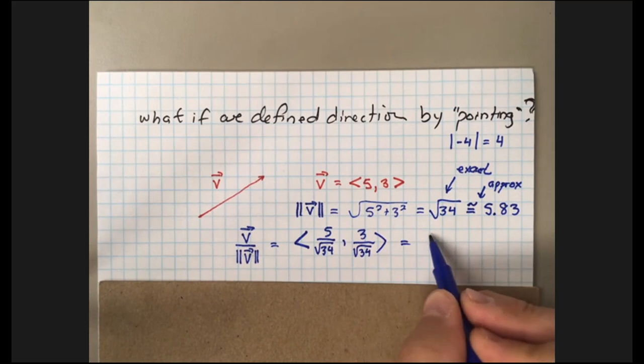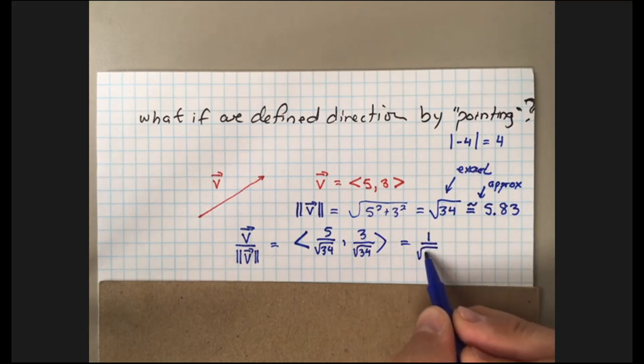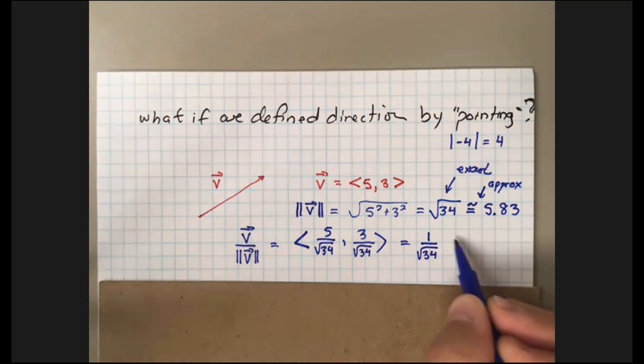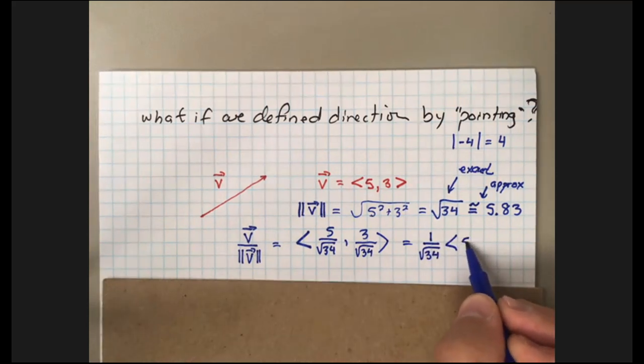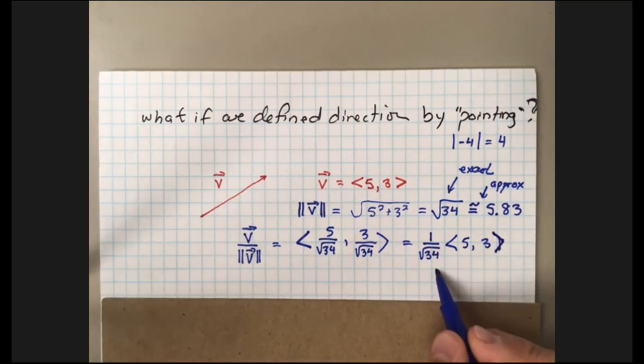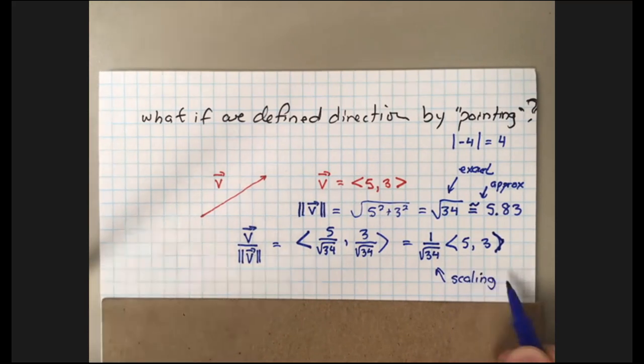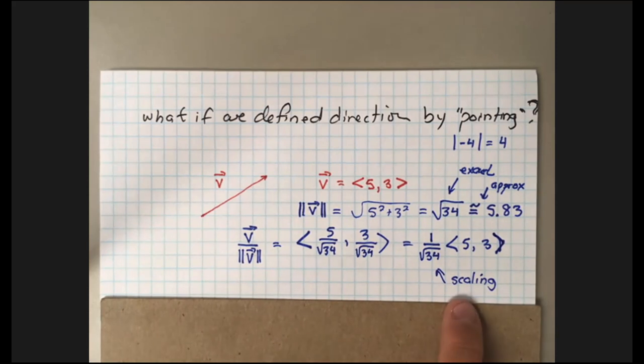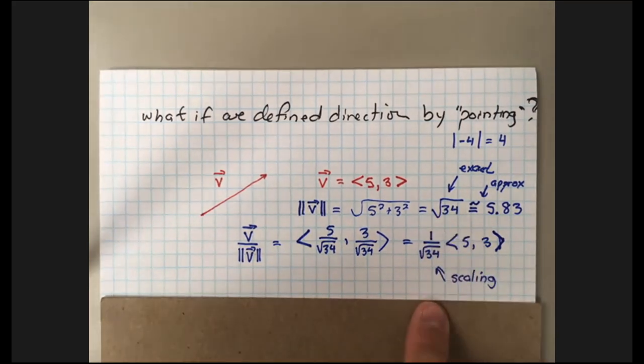I could write 1 over the square root of 34 outside here, and then multiply by the vector <5, 3>. This operation that I'm doing is called scaling. It is not called multiplying, it's called scaling. Although I might commonly say I multiply by 1 over root 34, what I legally did was scale the vector.